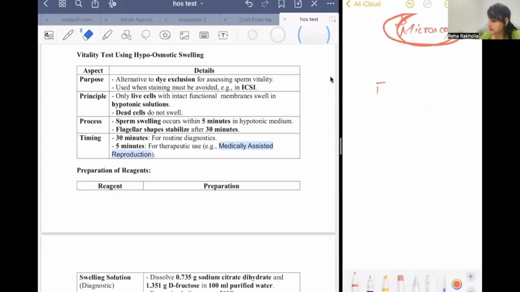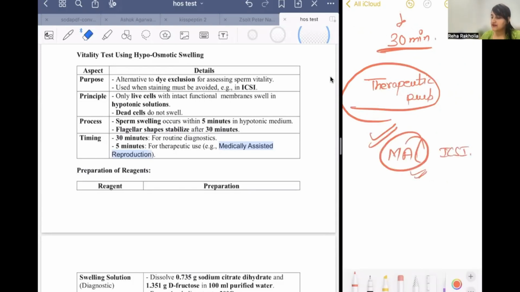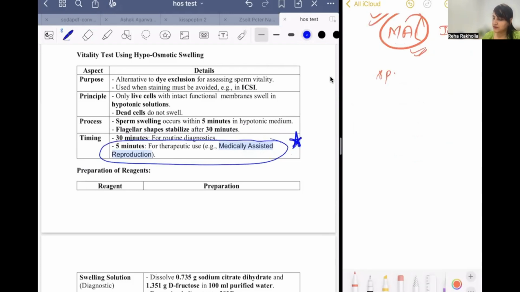So for routine diagnostic purposes, we'll look under the microscope after 30 minutes. But for therapeutic purposes, like medically assisted reproduction such as ICSI, speed is critical because viable sperm need to be identified quickly for fertilization. A rapid 5-minute assessment is sufficient to identify live sperm without waiting for complete stabilization. If we want sperm for ICSI, we'll only wait for 5 minutes.